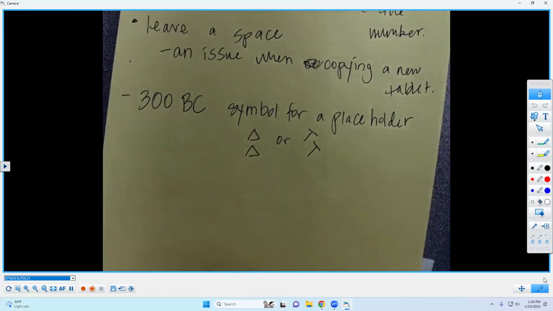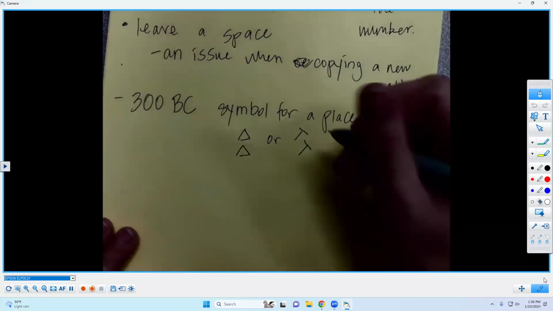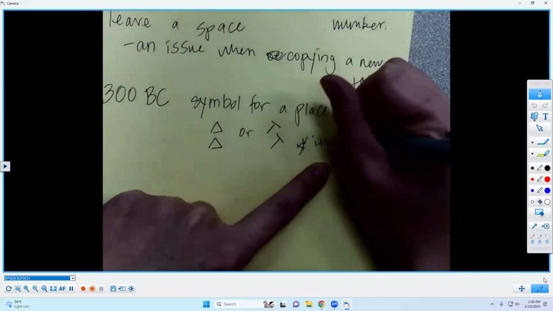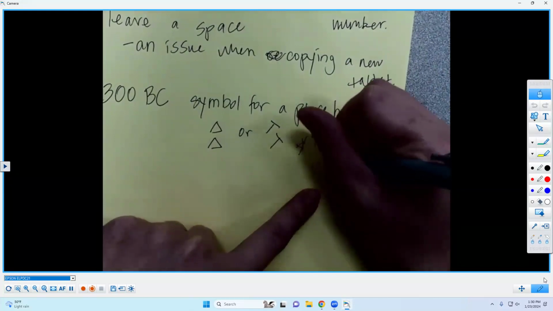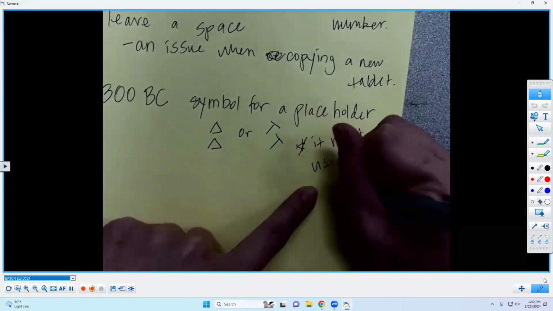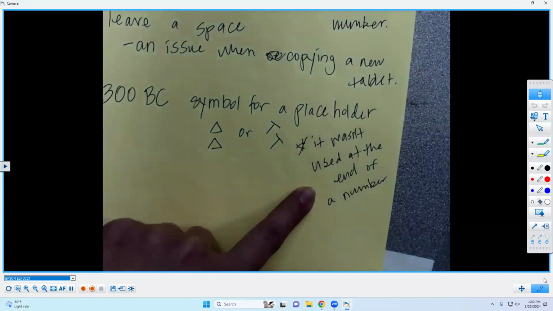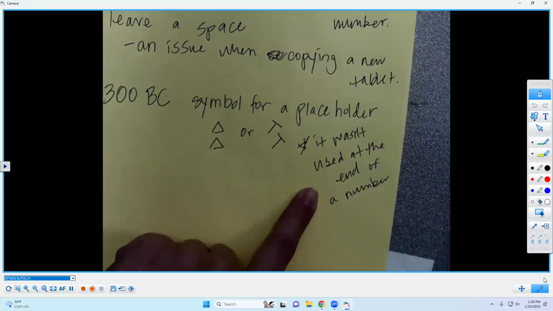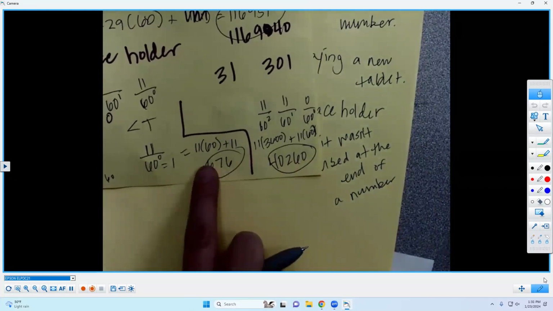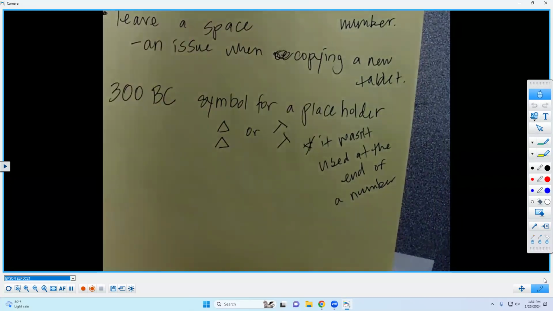0 was not created or used or invented or discovered, whatever word you want to say, for a really, really long time. So this became a placeholder. The only thing though is it wasn't used at the end of a number. And I think the reason why, and this is all speculation at this point, is that we talked about the difference in their numbers, like context was used. This number is so much bigger than this number that it's pretty obvious that we're using this version of the number.